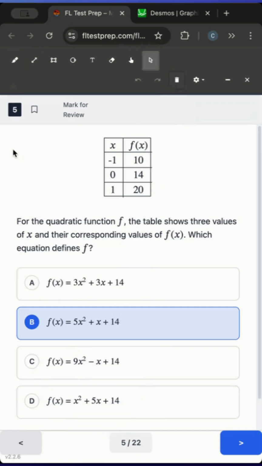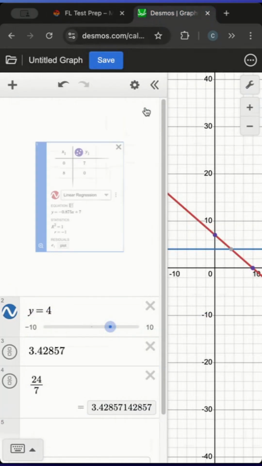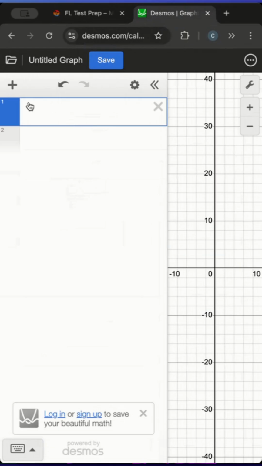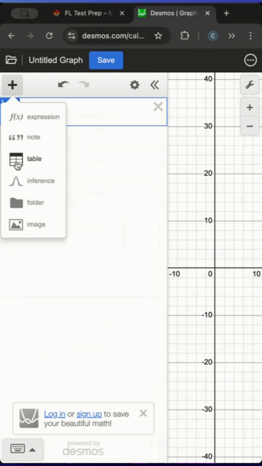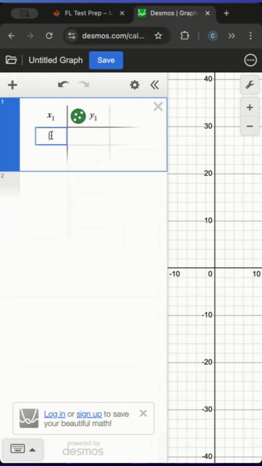But do you know how to solve this linear equation in Desmos? Do the same thing we did last time. You want to go ahead and plug your points into Desmos by making a table. Plug your points into the table by clicking this plus item, build a table here.